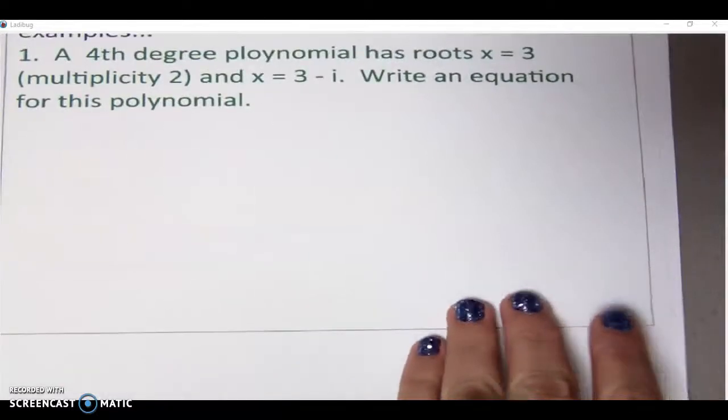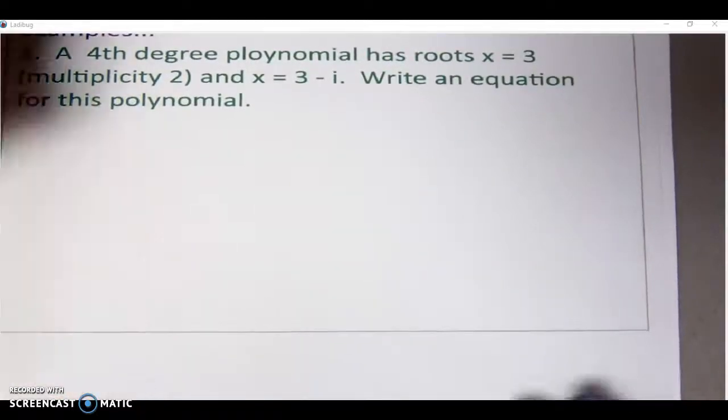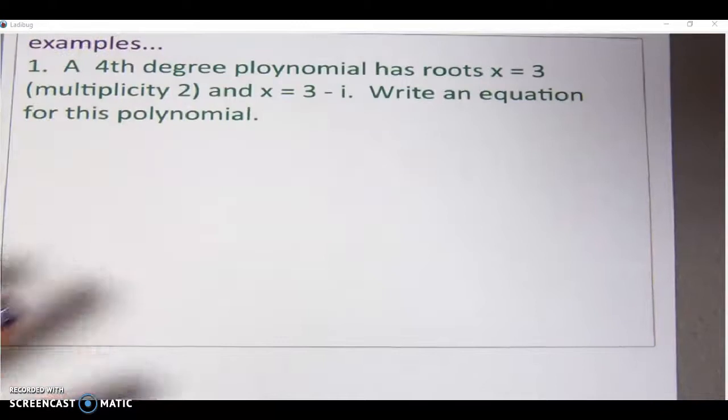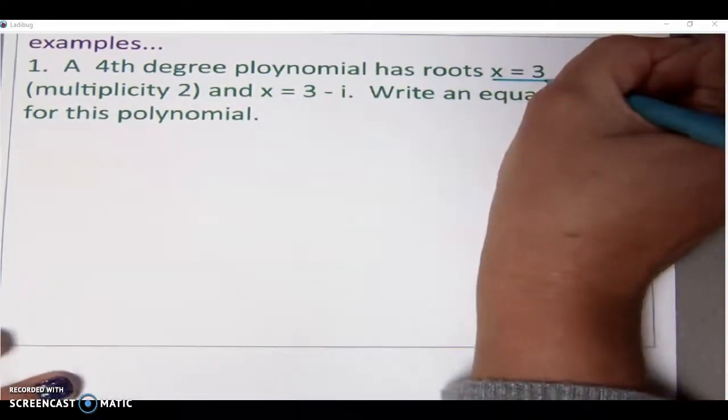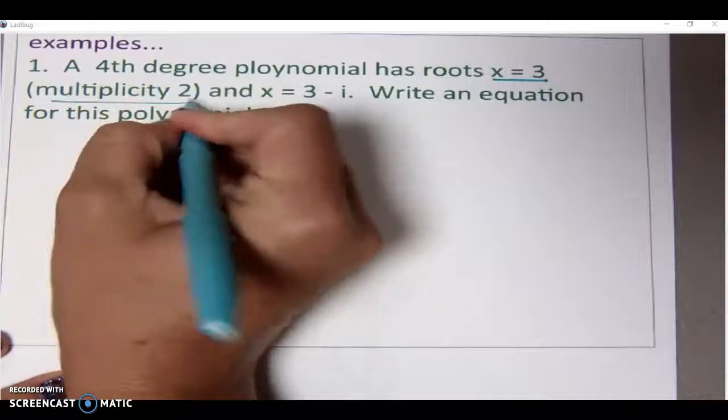So what we want to do first is write a 4th degree polynomial that has roots x equals 3 with a multiplicity of 2 and x equals 3 minus i. So when we finish, because it says it's a 4th degree, we should have x to the 4th. Here it says we have x equals 3 with a multiplicity of 2.